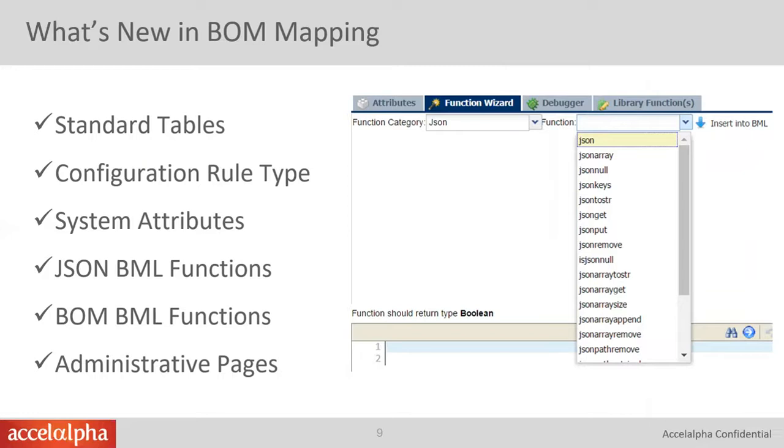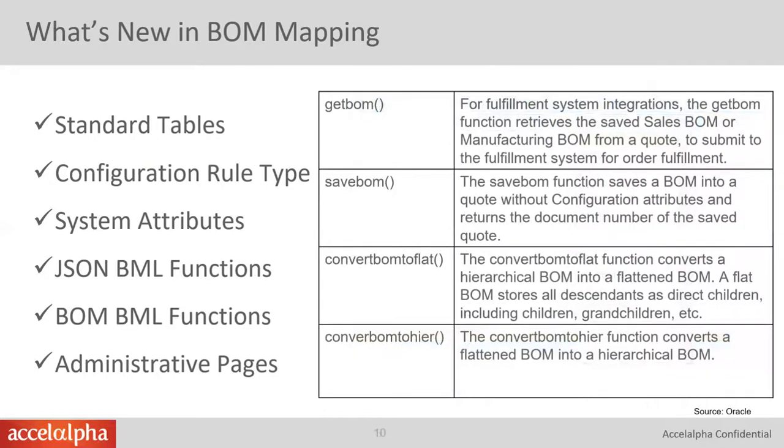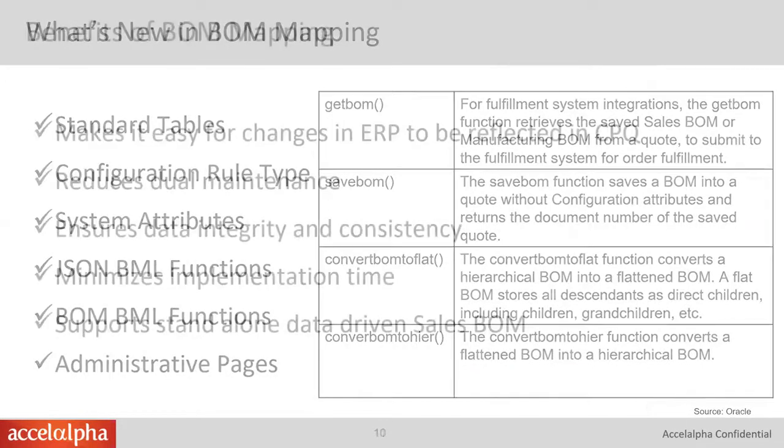So these functions are going to make it a lot easier to parse those as well, in addition to working with a BOM. There are also some BOM BML functions that we have. The most important one here is the get BOM, right? So this is the function that we would call when we're integrating with a fulfillment system in order to get to the manufacturing BOM, for example. And then we would use those JSON BML functions to potentially transform that JSON into an XML, for example, before sending it off to the order management system. And there's also a series of administrative pages that are part of it that we'll be going through in a little bit of detail throughout this presentation.